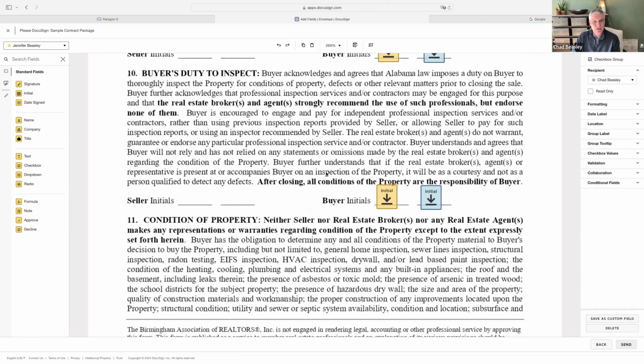Then we get into buyer's duty to inspect. The buyer acknowledges and agrees that Alabama law imposes a duty on the buyer to thoroughly inspect the property for conditions of property defects or other relevant matters prior to the closing of the sale. Buyer further acknowledges that professional inspection services and or contractors may be engaged for this purpose, and that the real estate brokers and agents strongly recommend the use of such professionals, but endorse none of them.